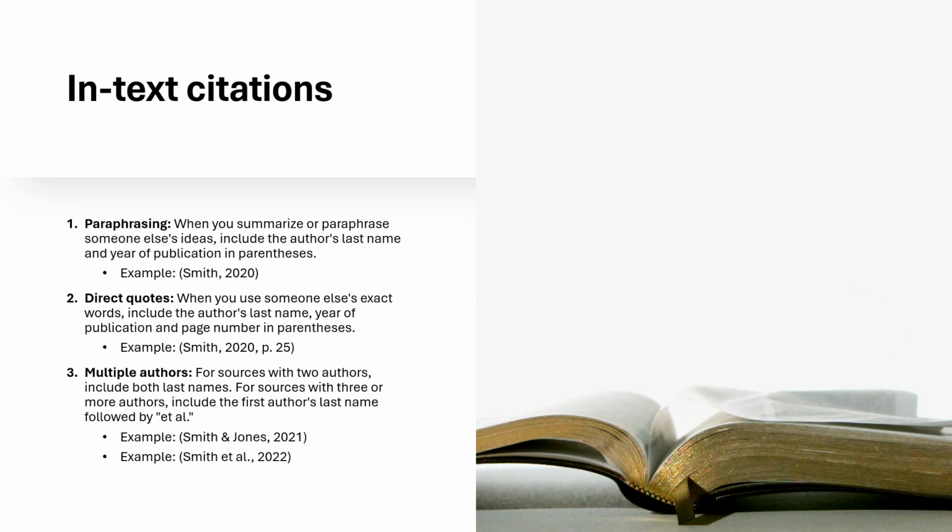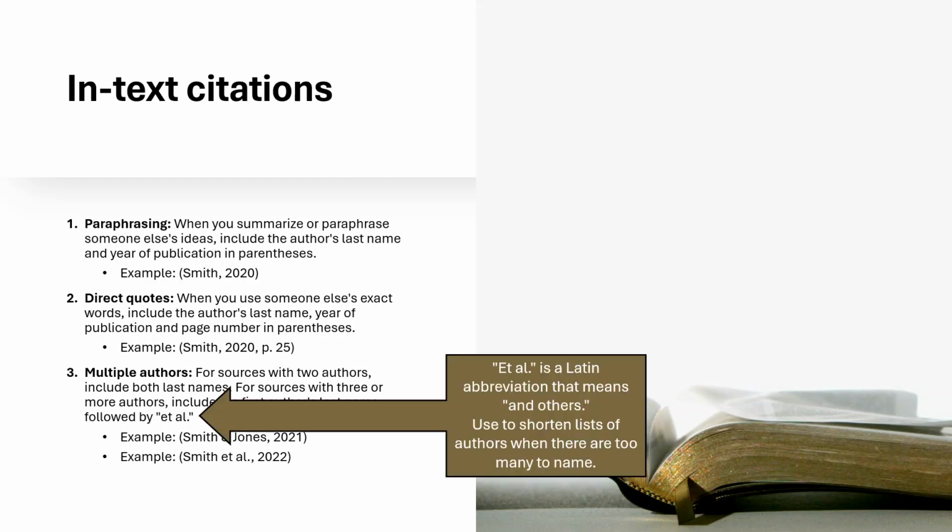If there's a case where you've got multiple authors, so two authors, you would include both the last names. But if you have three or more authors, you would usually include the first author's last name followed by a Latin abbreviation, et al. Here's two examples of that. The first example where there are two authors, I've got both surnames there, and then the date, the year, and the second example, Smith et al., showing that there's three or more authors for that paper.